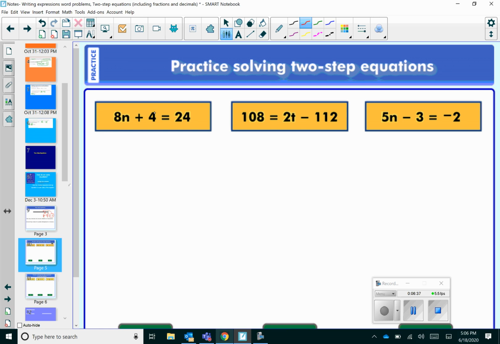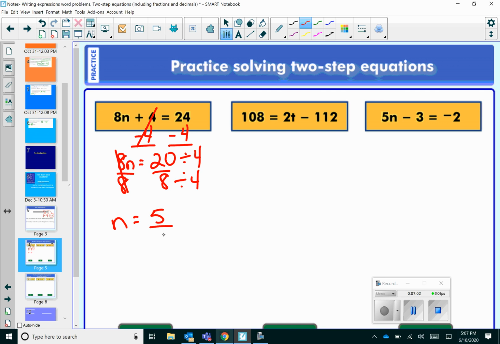So my first step is eliminate my constant. So I'm going to subtract 4, and whatever I do on one side, I have to do to the other. So that leaves me with 8n equals 20. And then my next step is to divide through by 8. And that's going to leave me with, you always want to make sure you simplify. 20 divided by 4 is 5, and 8 divided by 4 is 2. So it would be n equals 5 over 2, or n equals 2.5. Either of those would be correct.